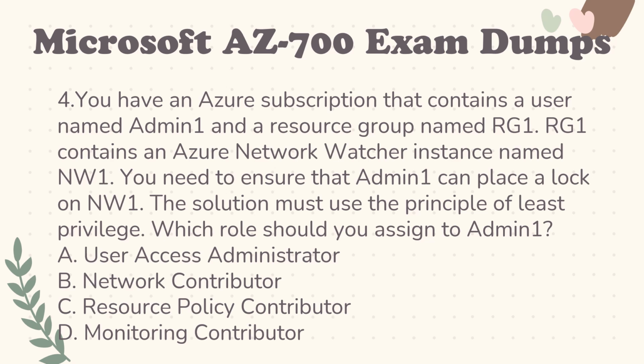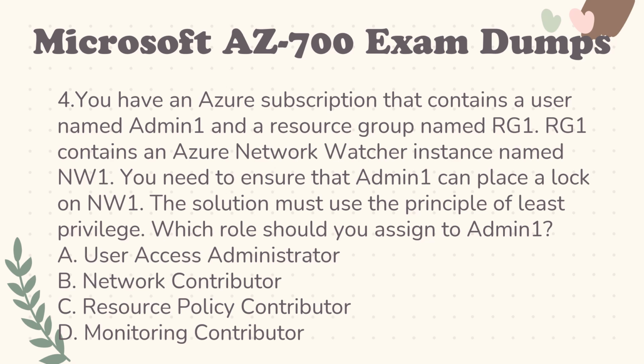4. You have an Azure subscription that contains a user named admin1 and a resource group named RG1. RG1 contains an Azure Network Watcher instance named NW1. You need to ensure that admin1 can place a lock on NW1. The solution must use the principle of least privilege. Which role should you assign to admin1? A. User access administrator, B. Network contributor, C. Resource policy contributor, D. Monitoring contributor.